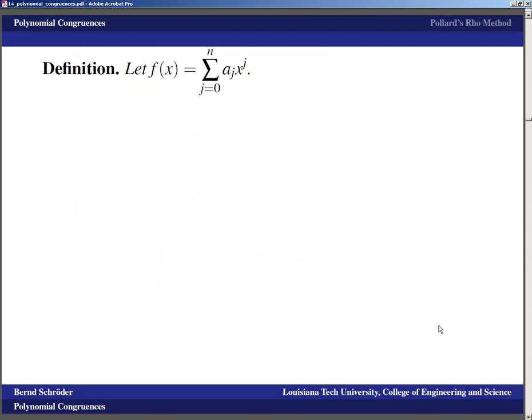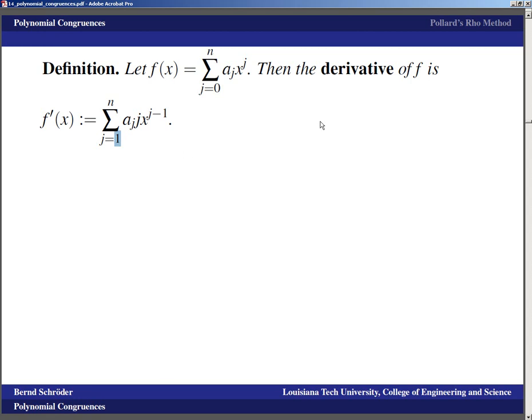Okay, so we need a definition, and that is if we've got a polynomial, which is the sum j equals 0 to n of aj x to the j, then the derivative of this polynomial is f prime of x, being the sum j equals 1 to n of aj j times x to the j minus 1, which is something that you ought to be familiar with from calculus, because of course what happens when you take the derivative, the constant term goes away, so you start at 1, and you differentiate these terms with the power rule.